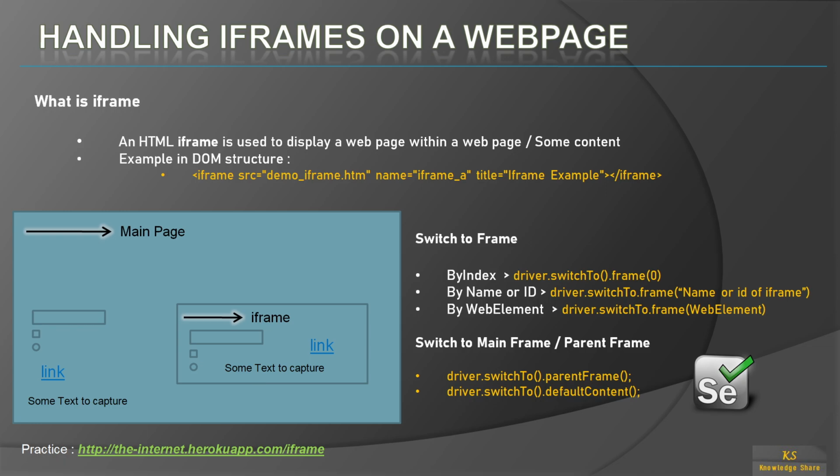And once you do some operations on the iframe, you have to come back to the main page. So if you want to come back to the main page, then you have to use a method called default content: driver.switchTo().defaultContent(). Okay, so parent frame is something different when we have nested frames, which we will discuss in the next session of the video. For now we will be discussing only one frame.